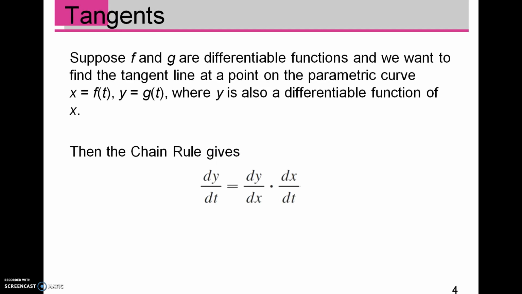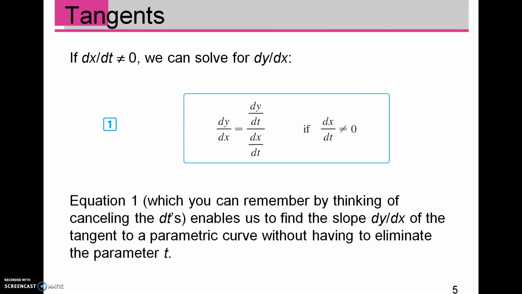Suppose f and g are differentiable functions, and we want to find the tangent line at a point on the parametric curve x equals f of t, y equals g of t, where y is also a differentiable function of x. Alright, so then we'll have the chain rule that gives dy/dt. Alright, and then if dx/dt is not 0, we can solve for dy/dx.